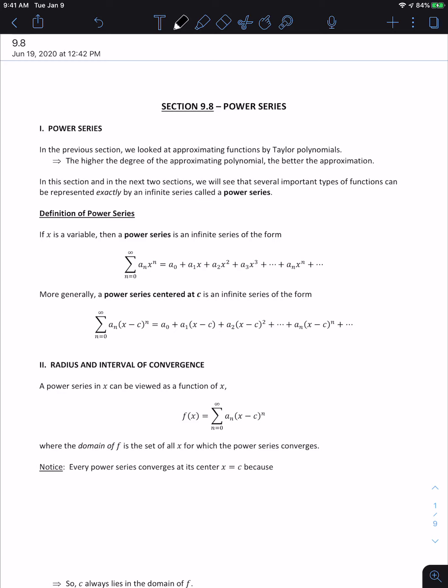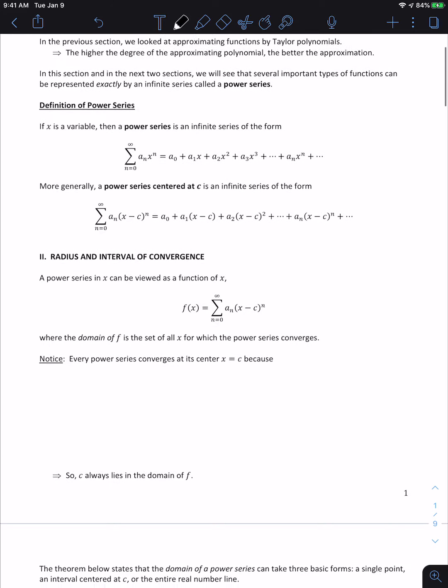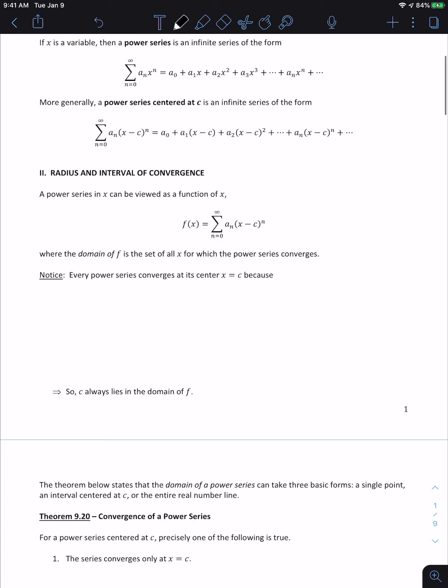The only difference between a regular series and a power series is that a power series has the variable x in it. It's still adding up infinitely many terms like a regular series, but because it has that variable x in it, it's actually a function, and that's why it's called a power series. With every power series, we have what's called a radius and interval of convergence. So that's subsection 2 here.